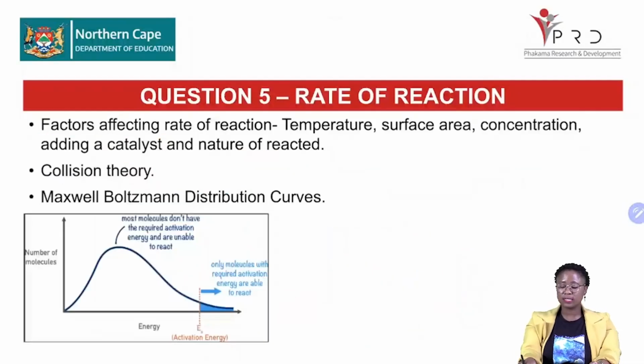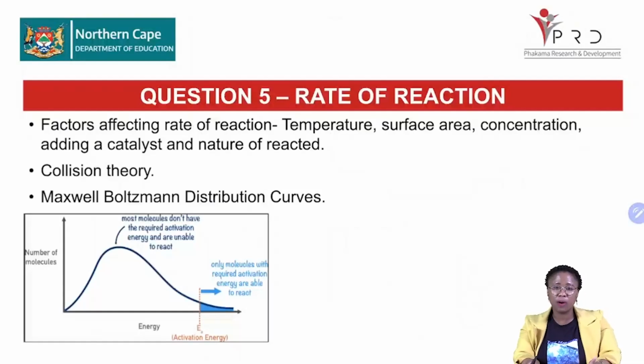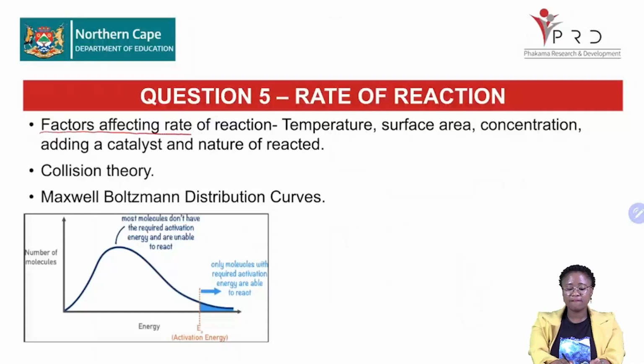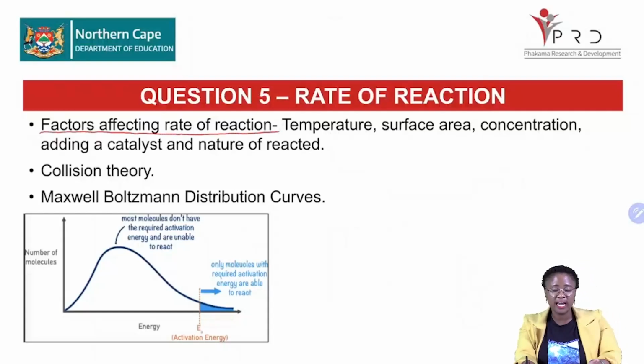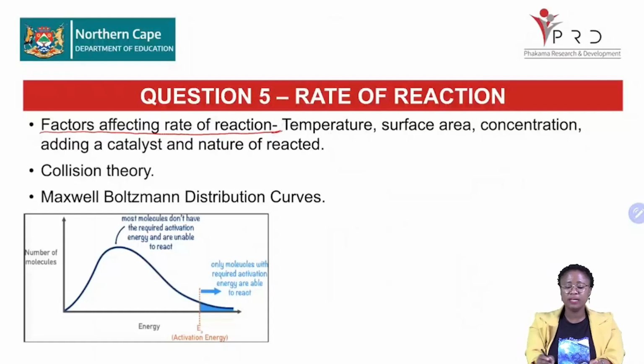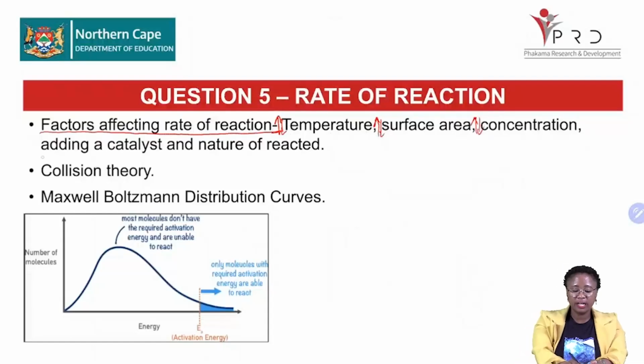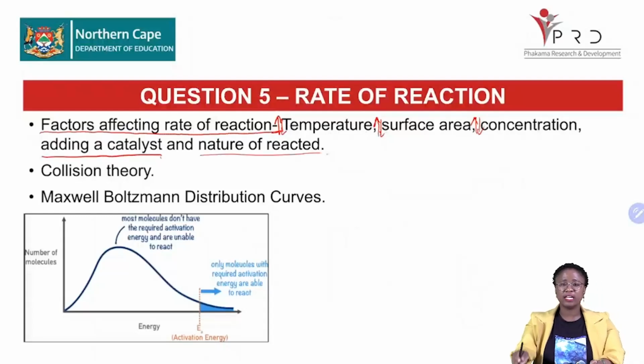Now, the next thing that I want us to remember under rates of reaction, after we are done with our grade 11 revision, is factors affecting the rate of reaction. And also how to define rate. Very important to go back to the exam guideline and look at that. What are the factors that affect the rate of reaction? Remember, we have either increasing or decreasing temperature, increasing or decreasing surface area, increasing or decreasing concentration, adding a catalyst, as well as the nature of the reactant.